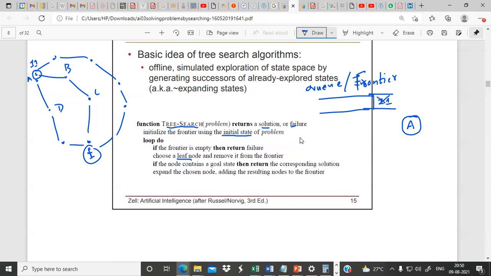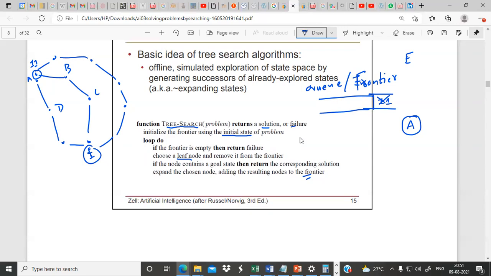Next, if the node contains the goal state, then return the corresponding solution. Then check whether this is the goal state or not. No, this is not the goal state. Our goal state is E. Then what should we do? Expand the chosen node, adding the resulting nodes to the frontier. Now expand this. Expand A.